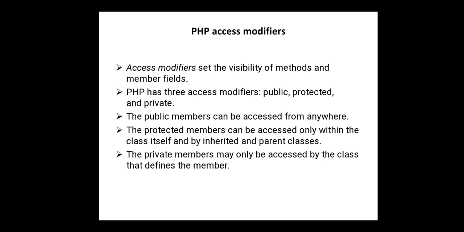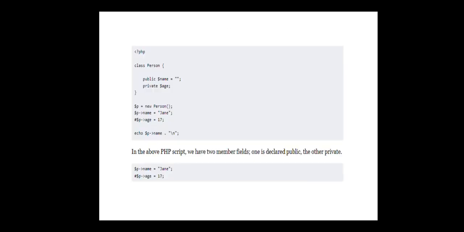The public members can be accessed from anywhere. The protected members can be accessed only within the class itself and by inherited and parent classes. The private members may only be accessed by the class that defines the member. So you can see one example where I have used the public and private modifiers.